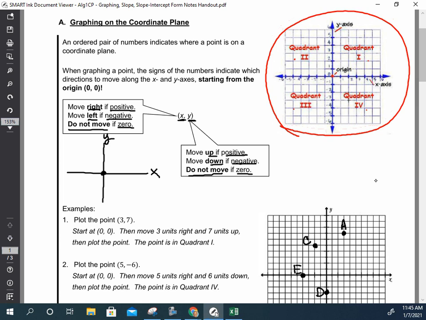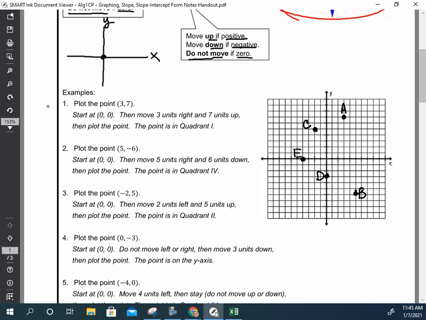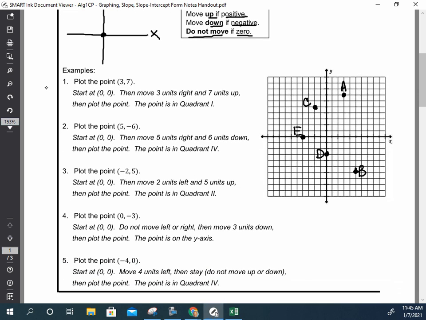So let's look at some of the examples. So if you printed it out, all you have to do is follow along.